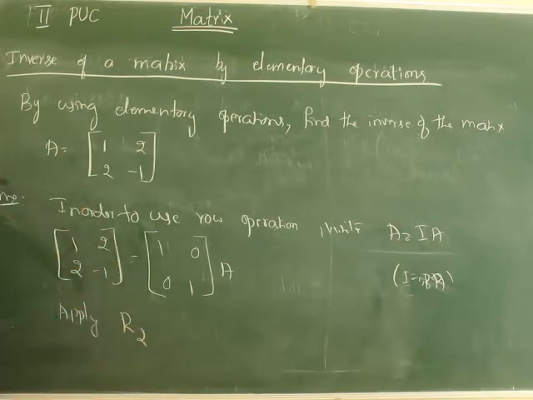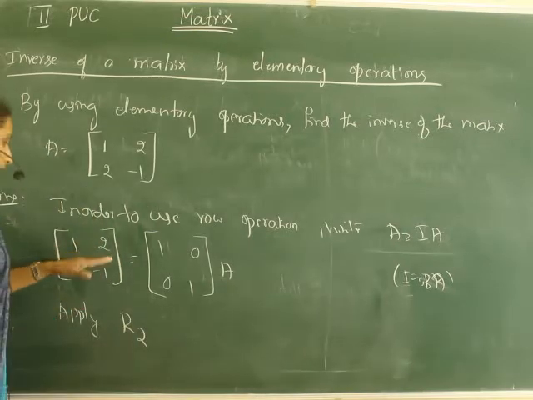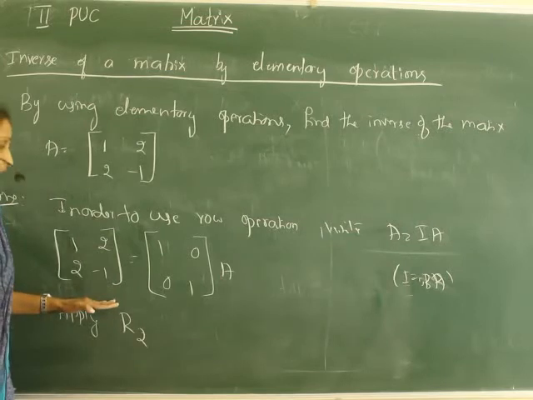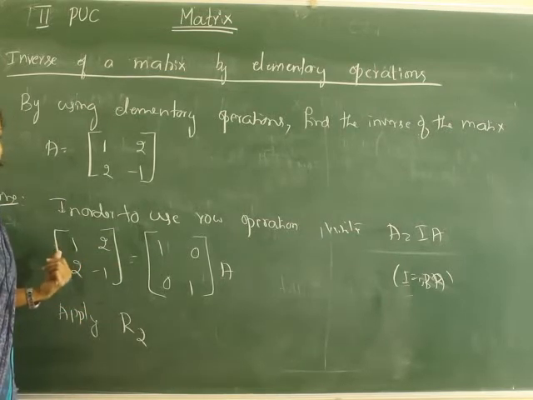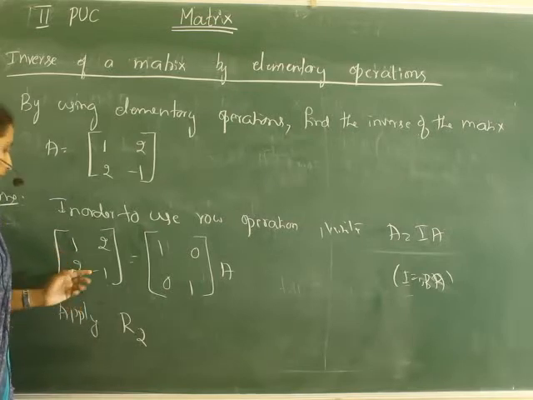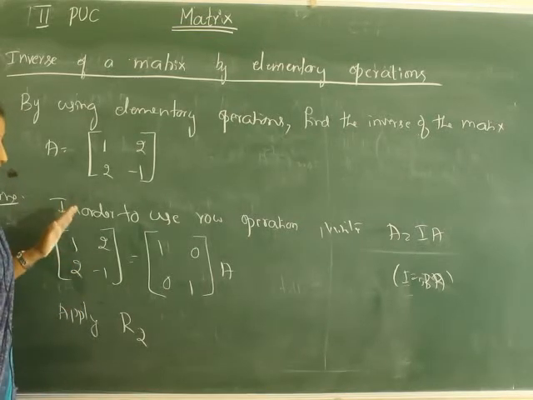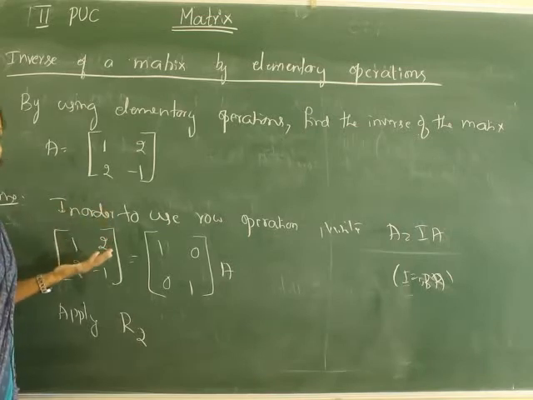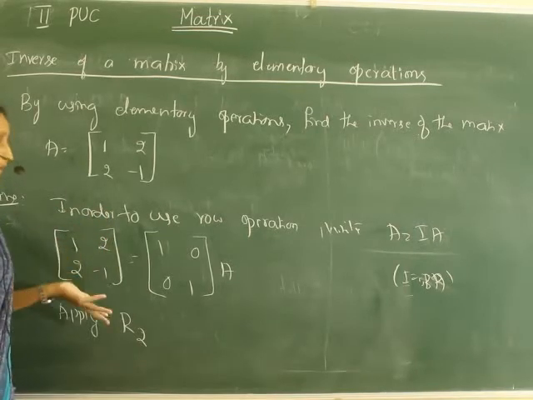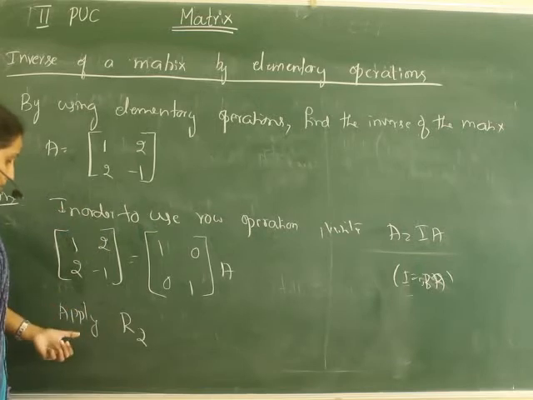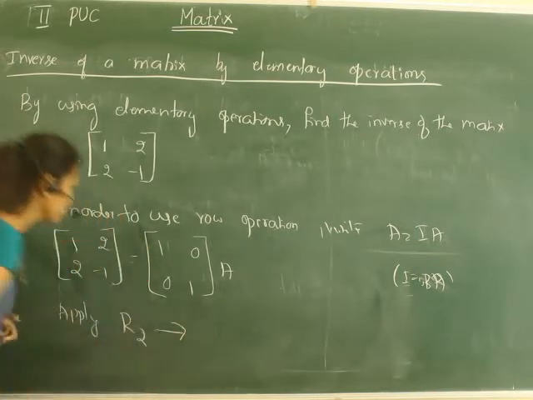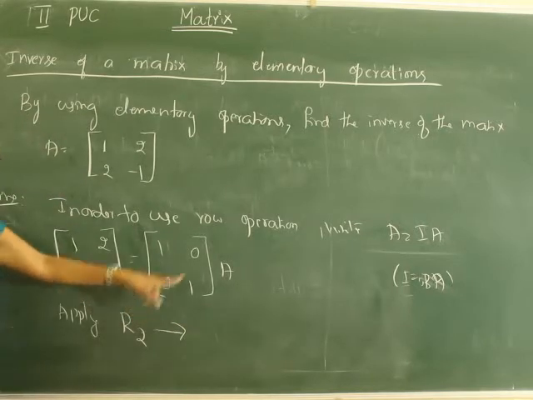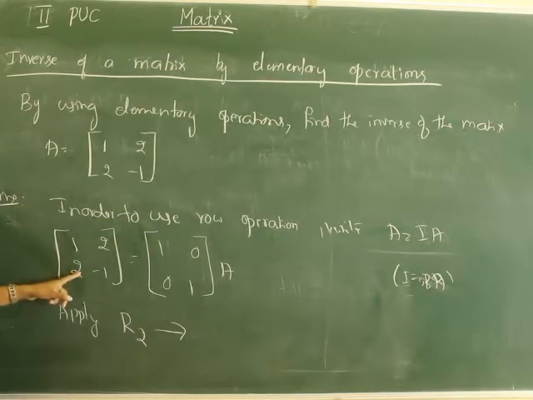We know the operations. One is we can interchange the rows, or we can multiply the elements of any row or column by a constant, or we can add or subtract one row to another row after multiplying that row by a constant. That can also be done. Now I have to change this 2 to 0, because I have to get the identity element.